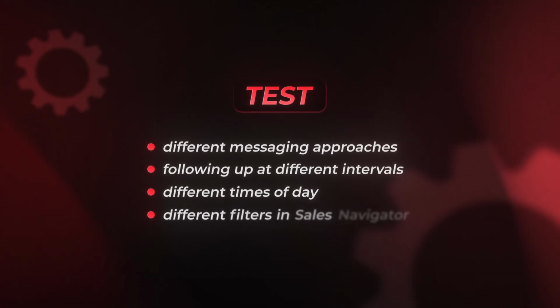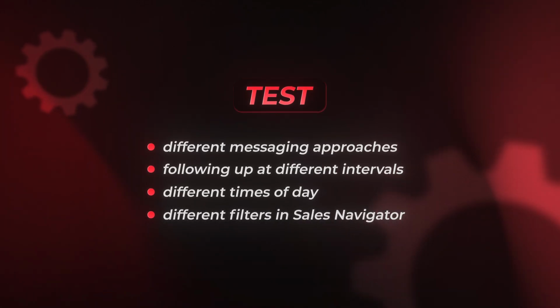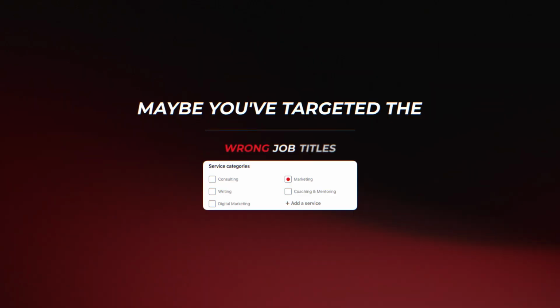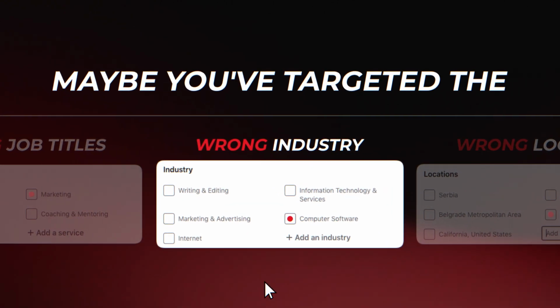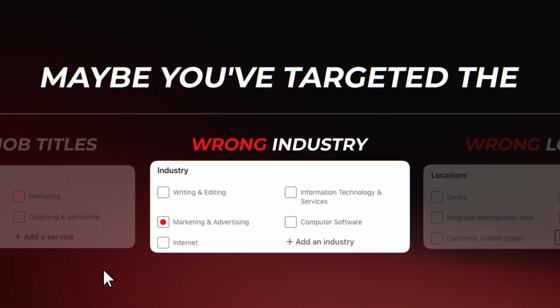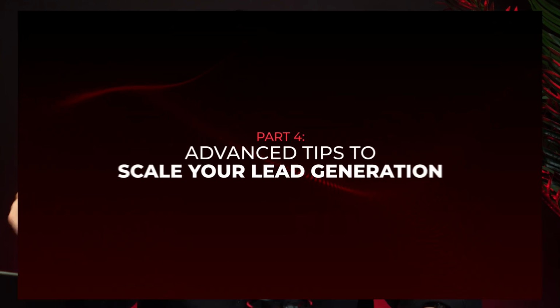And lastly, test different filters in Sales Navigator. Maybe your search criteria is a little bit too broad. You have to narrow it down a little bit more. Maybe you've targeted the wrong job titles, industry, location. Only change one filter and then test again. See if those reply rates go up, and if not, then tweak something else. The goal here is to tweak one thing at a time and make a change till you see those improvements.